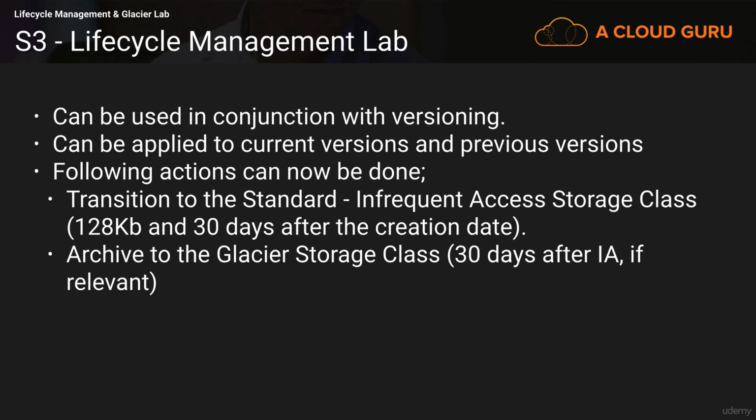And then you can archive off to the Glacier storage class 30 days after the original object has been changed to infrequently accessed storage, if that's relevant at all. Remember, if you are having problems seeing Glacier, you're probably doing this in Singapore or in South America, so make sure you change the region of your bucket. Right now, Glacier does not exist there. And then you can permanently delete objects using lifecycle management policies, and these will not just delete them from S3, but also from Glacier.